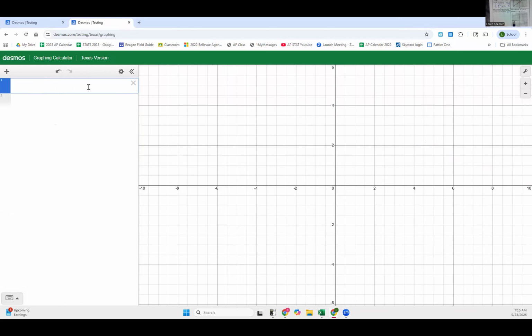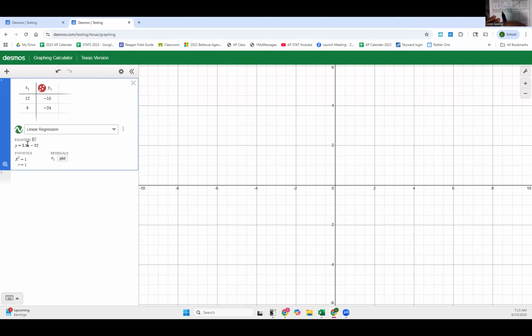All right, so hopefully we're at Desmos. We're going to go ahead and get rid of that. We're going to put the plus sign, click table, and we have 12, -10, and then we have 8, -24. We're going to hit this right here, add regression, and we end up with y equals 3.5x minus 52.